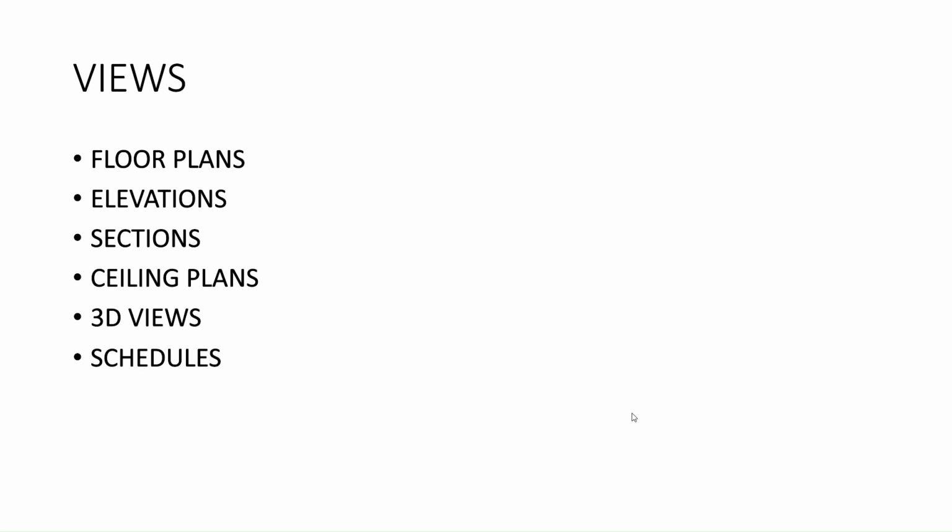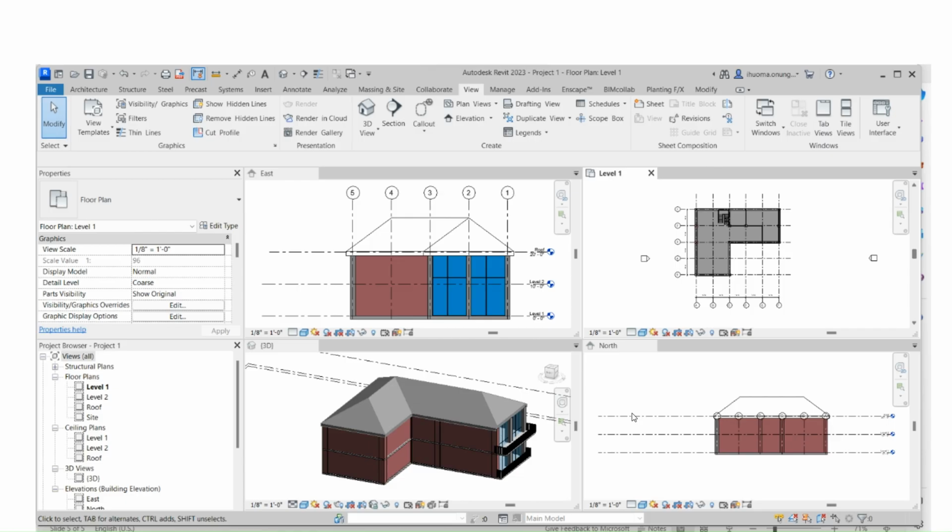Revit can do floor plans, elevations, sections, ceiling plans, 3D views, and schedules. Revit is a single coordinated building model, meaning you can see many views at once. For example, here you can see the floor plan, elevation, and 3D view. Okay, so we're gonna go into a building model, and we will learn how to develop a model in Revit.